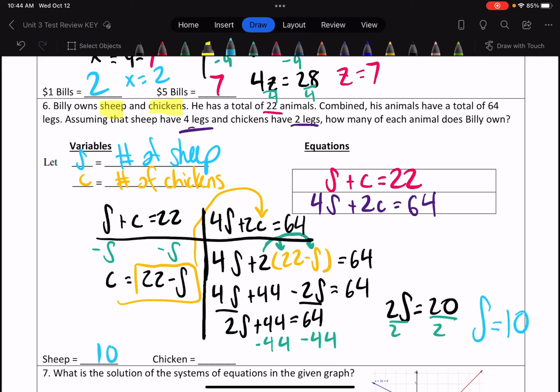So there are 10 sheep on this farm. But now I gotta know how many chicken are on the farm. So in order to do that, I'm going to replace the S in the first equation with 10. So I've got C is equal to 22 minus 10. So therefore, there are 12 chicken on this farm. If I add those together, 10 plus 12 does give me 22. 4 times 10 is 40. 2 times 12 is 24, and 40 plus 24 does give me 64 legs in total. So these numbers do indeed create the solution for this system of linear equations.